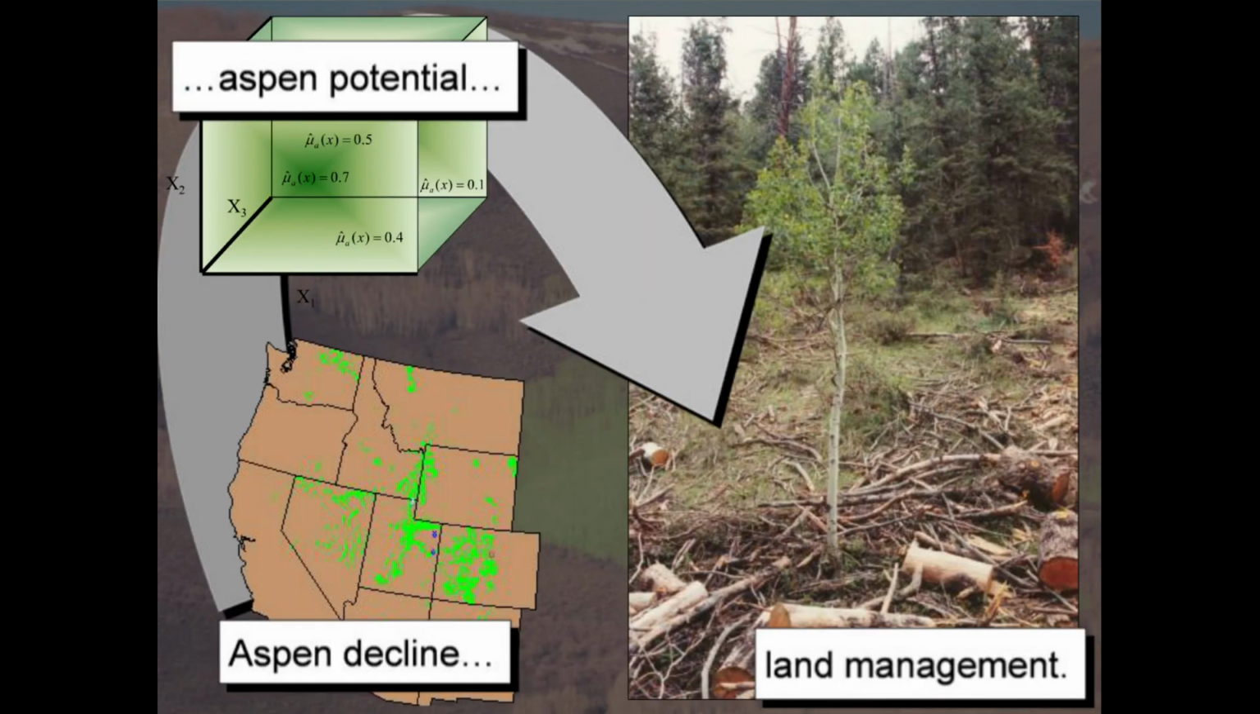So that completes that circuit, that adaptive ecosystem management circuit of monitoring a decline, taking it through the ecology, and then bringing it back to the land managers where they can do their job better than we can tell them how to do it. And then the cycle would start again with more monitoring.